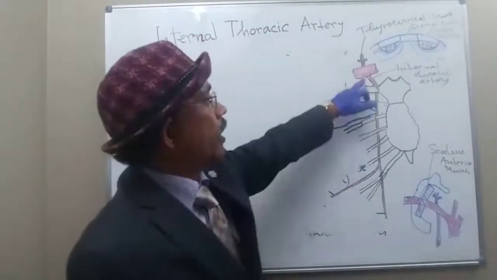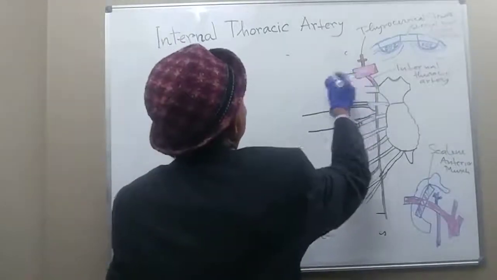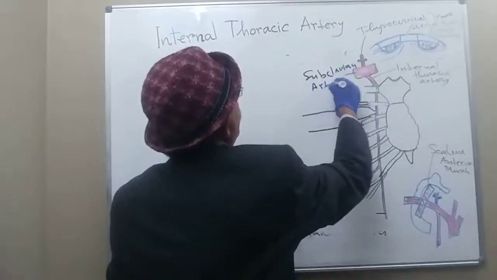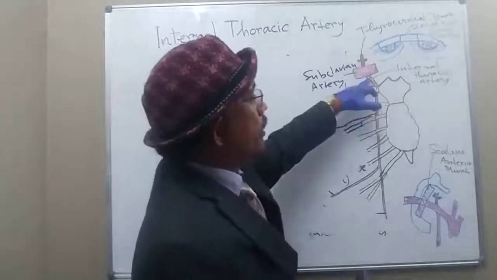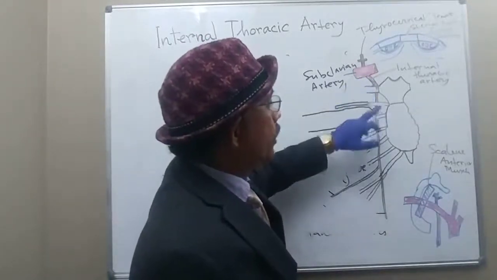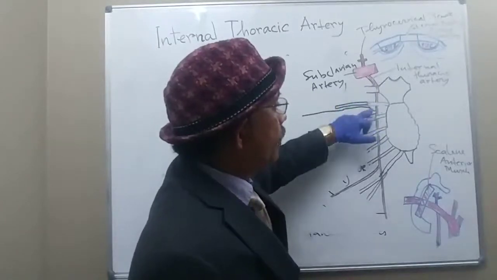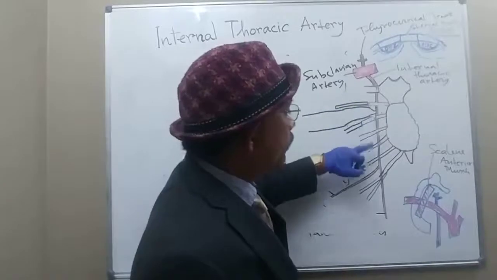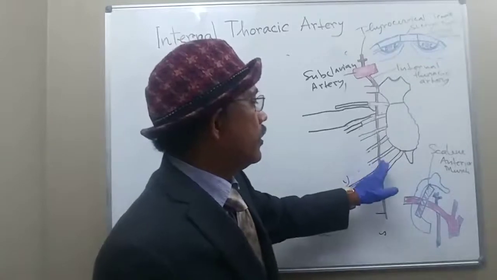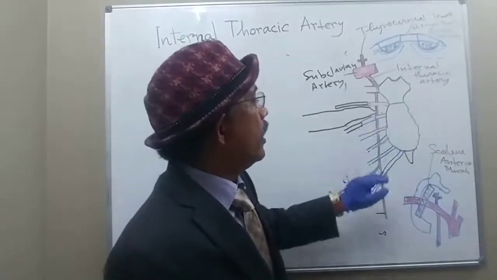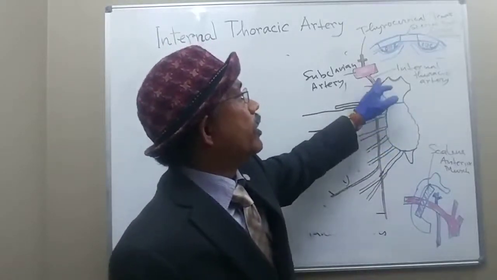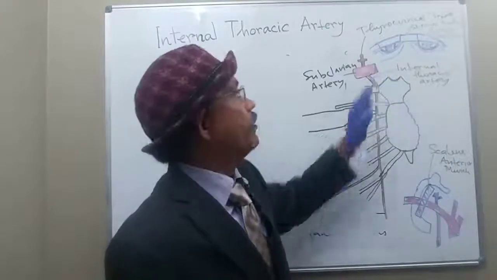Again, let us summarize. Coming out of the subclavian artery, and this is the thyrocervical trunk. Just on the under surface, we have the internal thoracic artery. This is the first costal cartilage. This is the first intercostal space, second, third, fourth, fifth, sixth intercostal space, and here is the bifurcation. This artery is accompanied by vena comitans. The internal thoracic vein will ultimately open into the brachiocephalic vein.